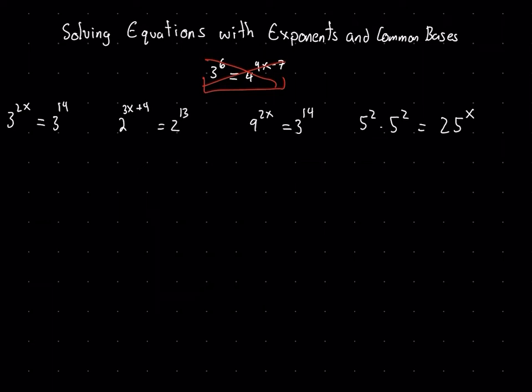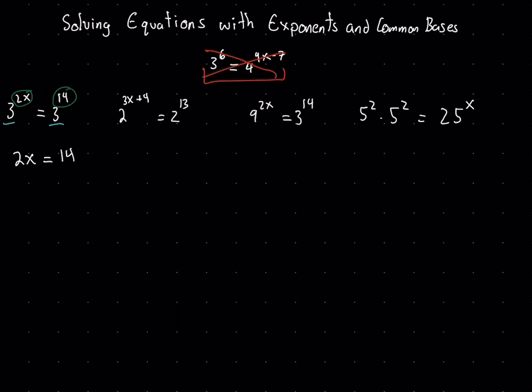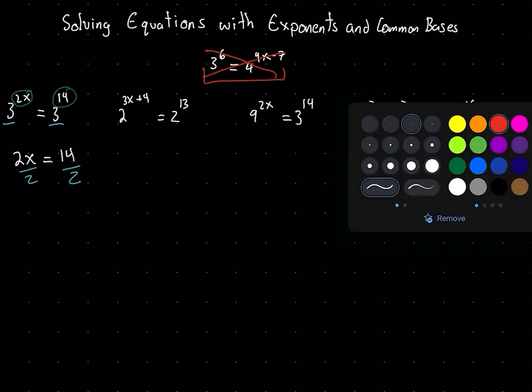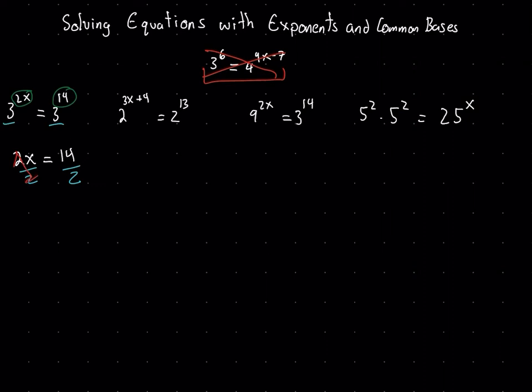So we can see here, these both have 3 as the base, which means we can disregard the 3 and rewrite just the exponents being equal to one another. So we'll rewrite that as 2x equals 14. All right, now from here we can just solve for x, and we get 14 divided by 2 is equal to 7.